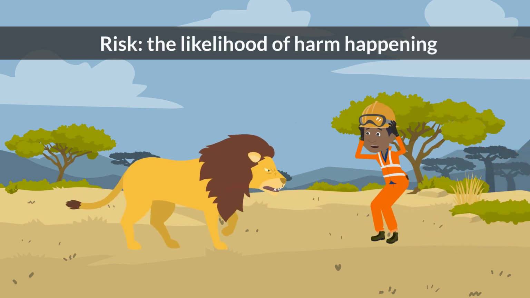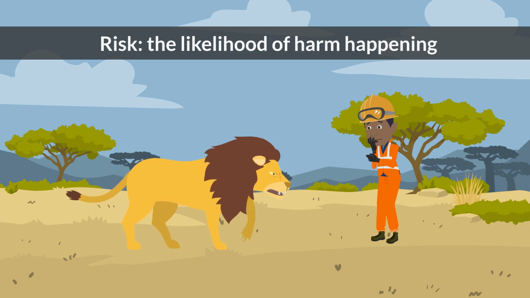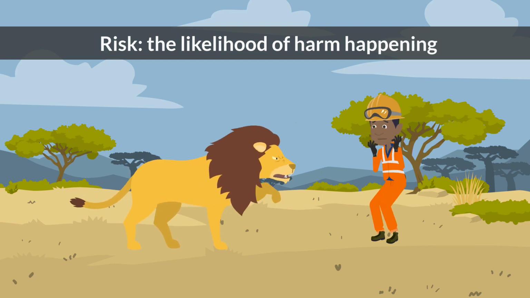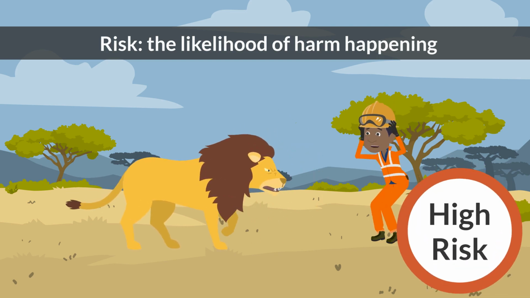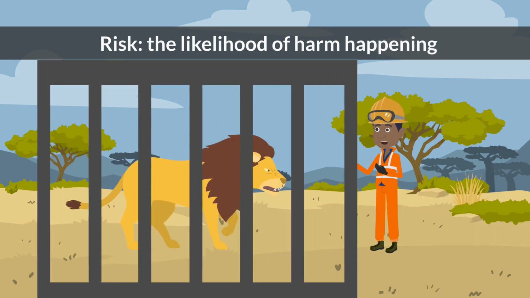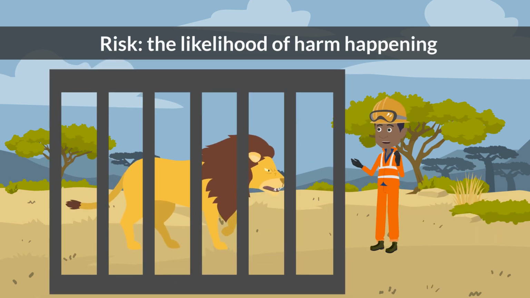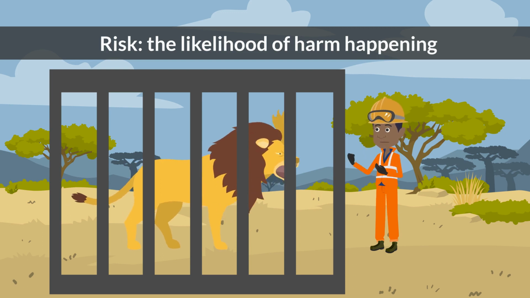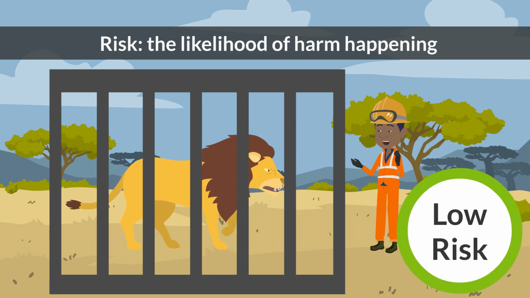Risk is the likelihood of harm happening. If I met this lion, I would be scared. The risk would be high. But how about now? The lion is in a cage. I am safe. I feel much more comfortable. We have reduced the risk by adding controls. The risk is now low.